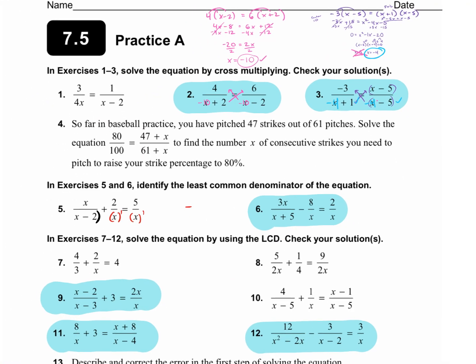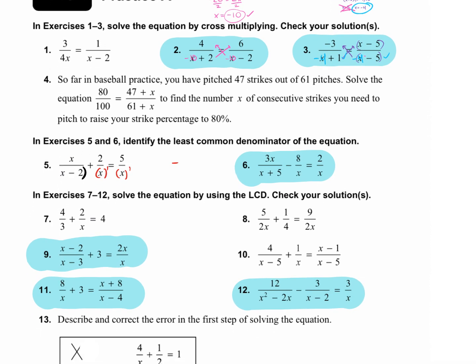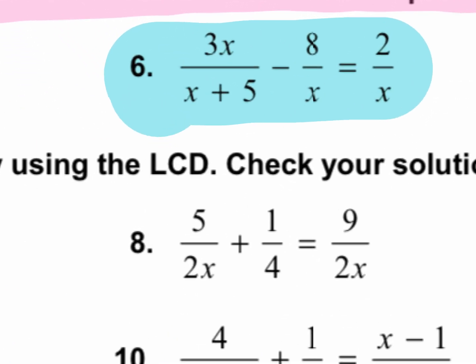All right, let's do number 6. We're going to do 6, 9, 11, and 12. So looking at number 6, all it's asking here is to identify the least common denominator. So we're not actually solving, we're just identifying the least common denominator, similar to find the least common multiple, but here we're looking at the denominators.